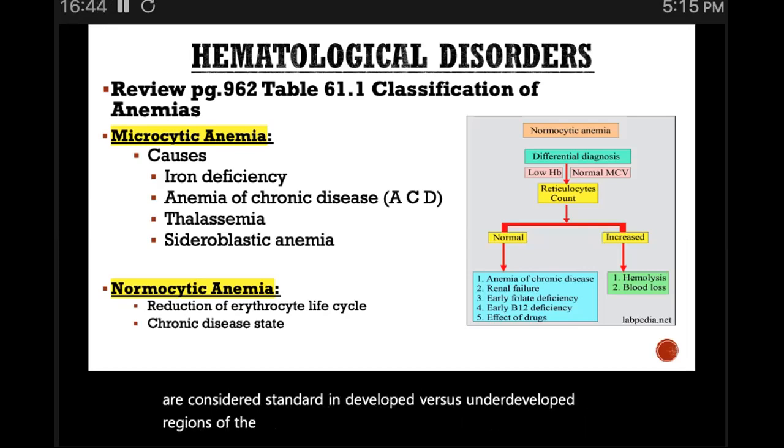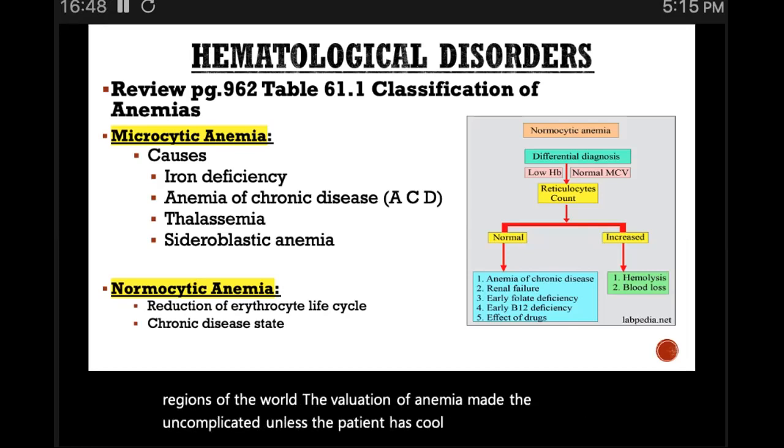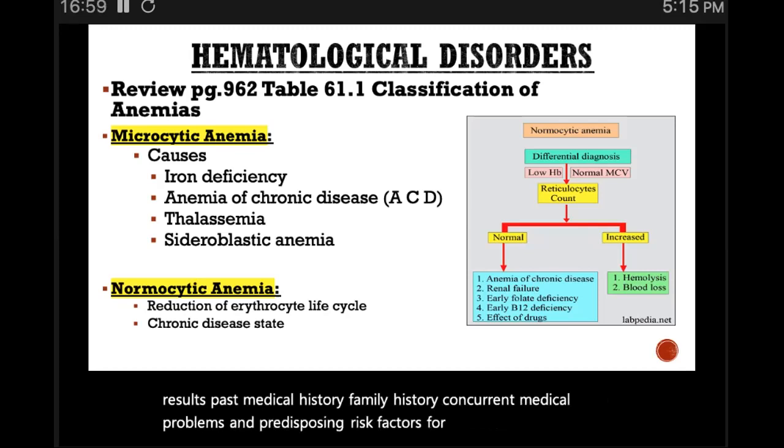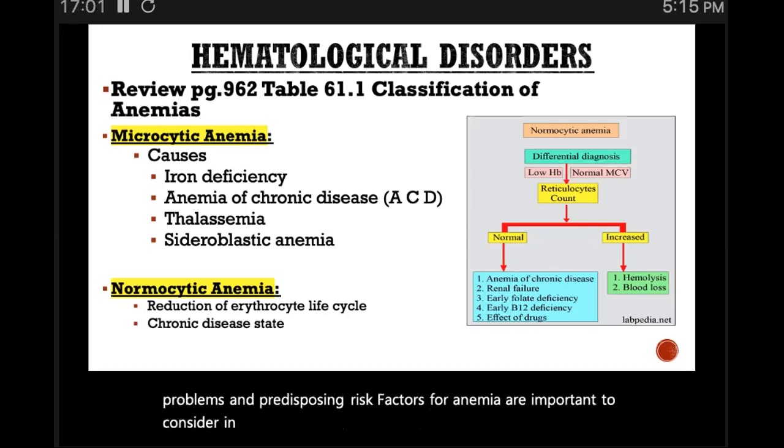The evaluation of anemia may be uncomplicated unless the patient has comorbidities that can impact the evaluation of anemia, including the interpretation of lab results. Past medical history, family history, concurrent medical problems, and predisposing risk factors for anemia are important to consider in the evaluation of all different types of anemia and other hematological disorders.